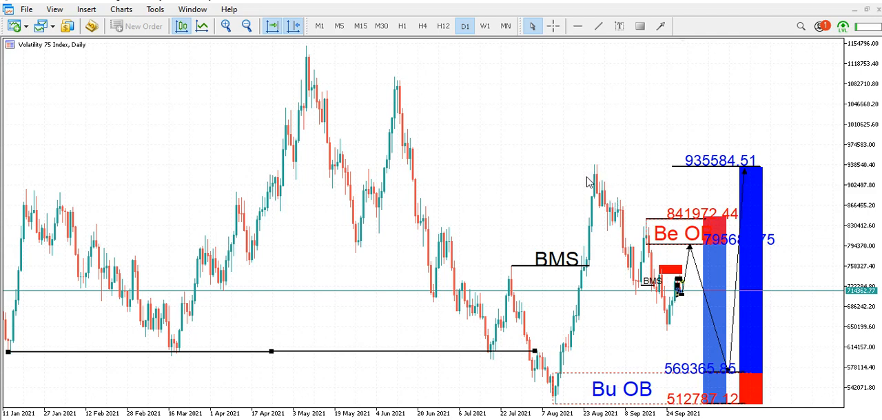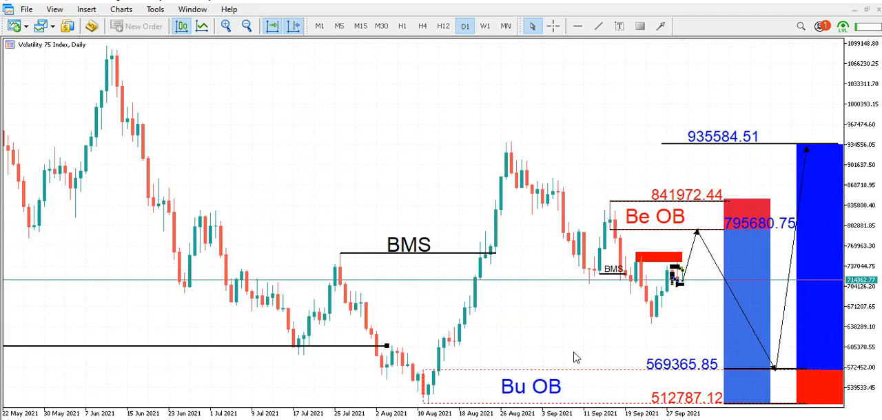So we have price rejecting this area here, and then it came down here, and then price is going up a little bit. If I zoom in once, I just want to show you something. After price came up to this zone here, it pushed down. After it pushed down, what do we see? We see the break of market structure right here.